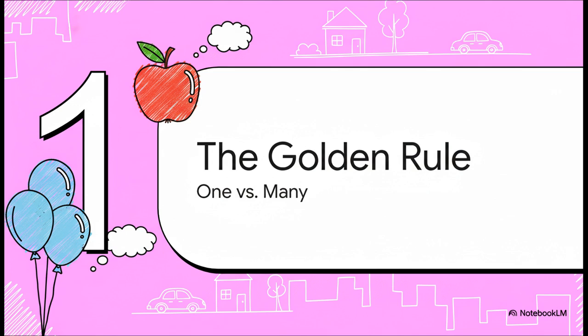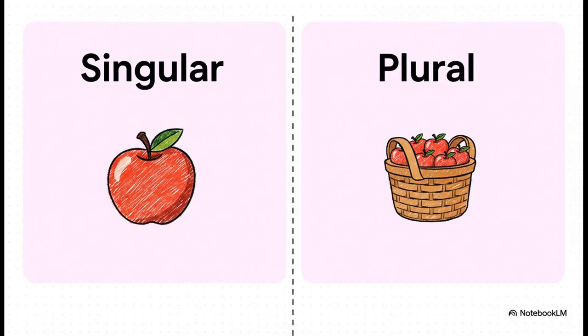Well, it all comes down to one golden rule, and you're going to love this. It's incredibly simple. It's all about whether you're talking about one thing or more than one. That's the entire secret right there. The whole choice just depends on whether you're talking about a singular thing, just one, or a plural thing, meaning 2, 3, 100, anything more than one.